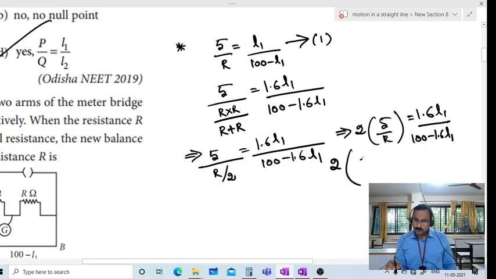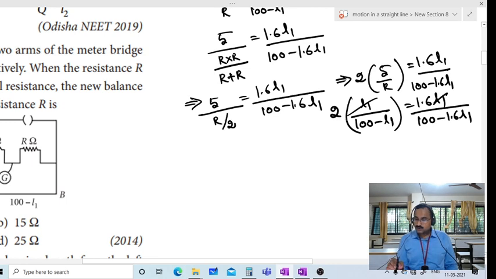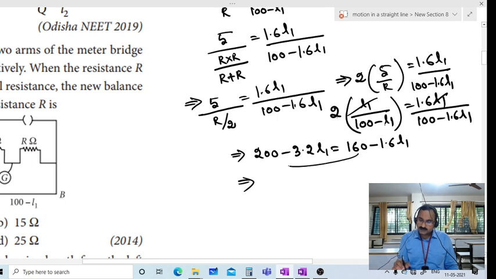So 2 into L1 divided by 100 minus L1 is equal to 1.6 L1 divided by 100 minus 1.6 L1. L1 cancels. Cross multiply, all of you. So 2 will cross multiply here. 2 into 100, 200 minus 3.2 L1 is equal to 1.6 into 100 minus L1. That is 160 minus 1.6 L1. Therefore, send the 200 this side and this one that side. Nothing but 200 minus 160, 40, is equal to 3.2 minus 1.6, 1.6.